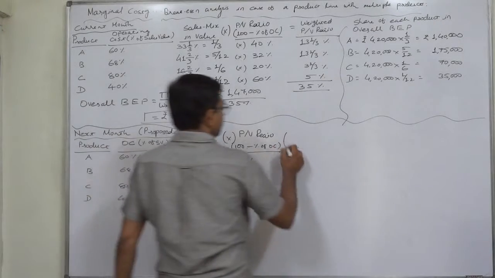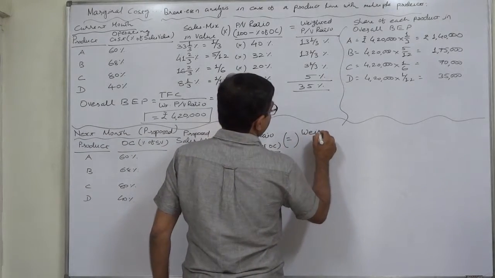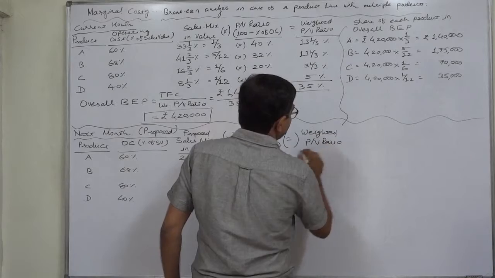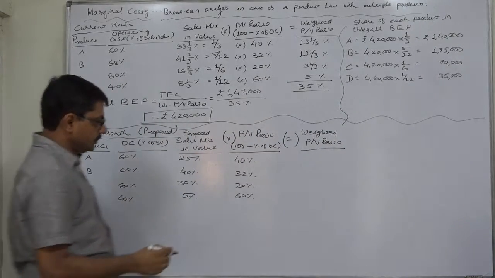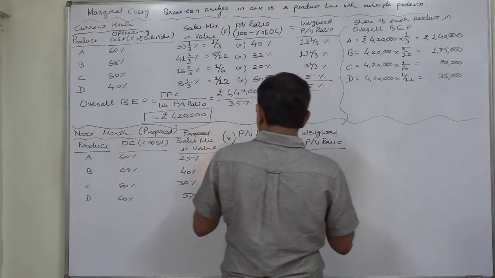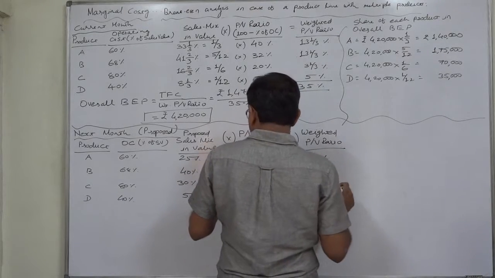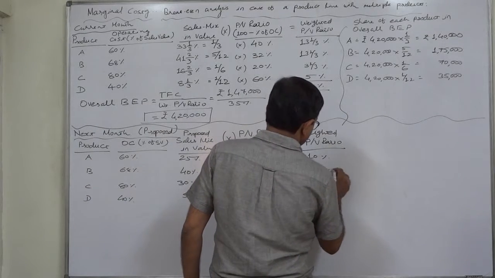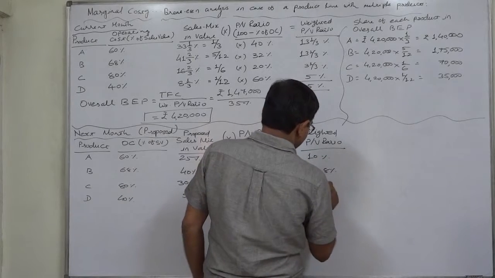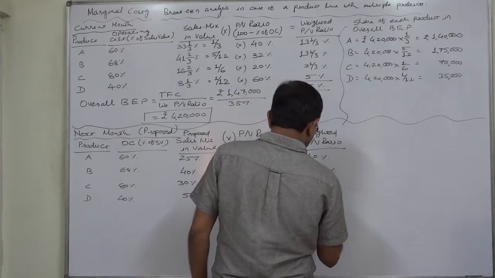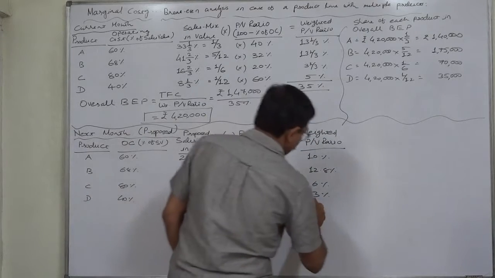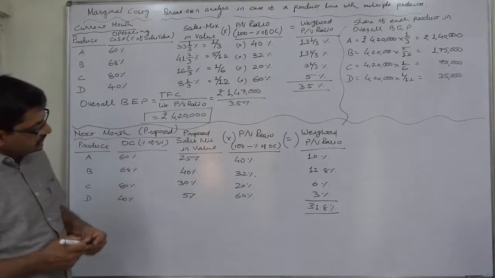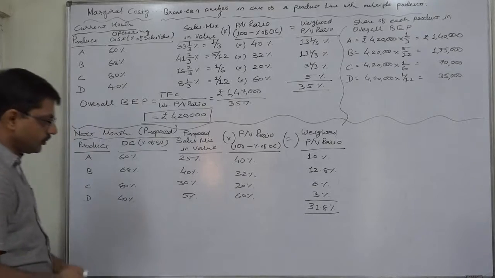Now, the result will be the overall or the weighted PV ratio. Many a times it is also called overall PV ratio. 25% of 40% is 10%. 40% of 32% will be 12.8. 30% of 20% is 6%, 5% of 60% means 3%. So the overall or weighted PV ratio comes to 31.8%. Since the overall PV ratio has decreased, the BEP is going to increase.